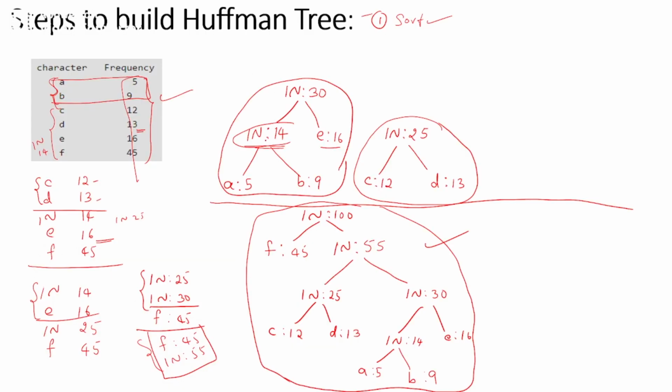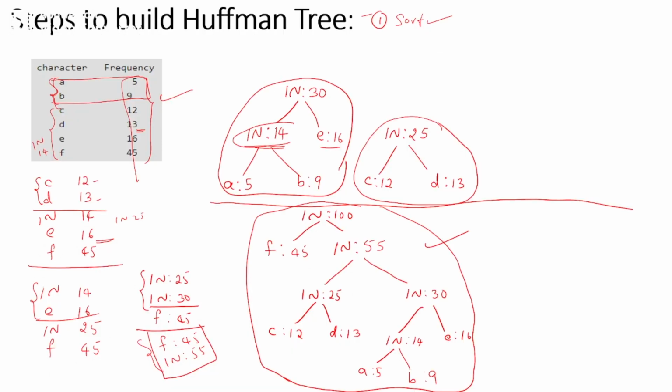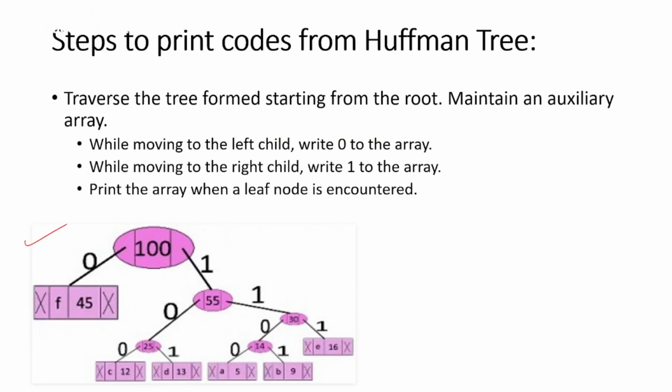This tree is nothing but what we solved in the previous example. You have F45, C12, D13, A5, B9, all those characters over here. Whenever we construct a Huffman tree, we will have only two branches, because the Huffman tree is an example of a binary tree. So you will have only two children.